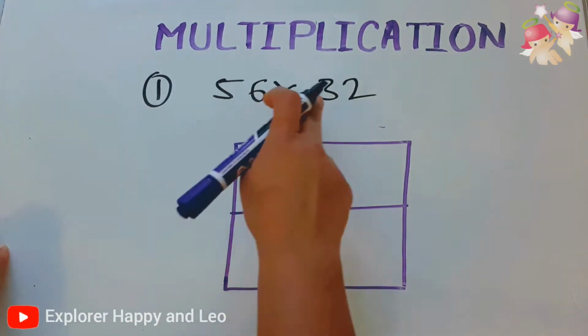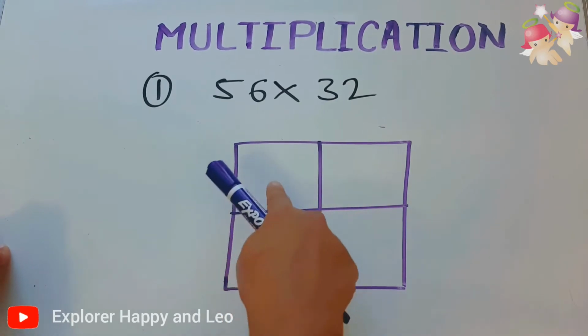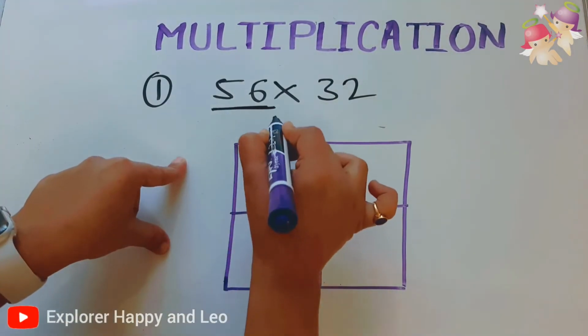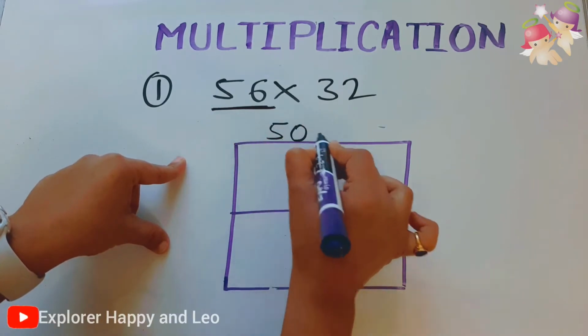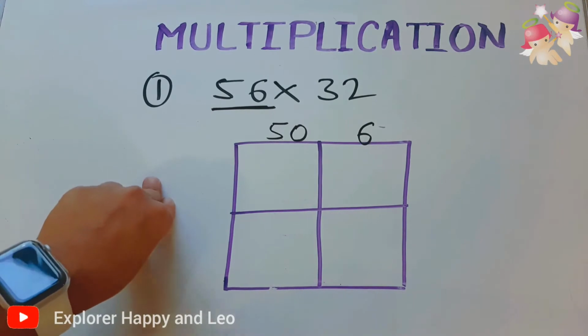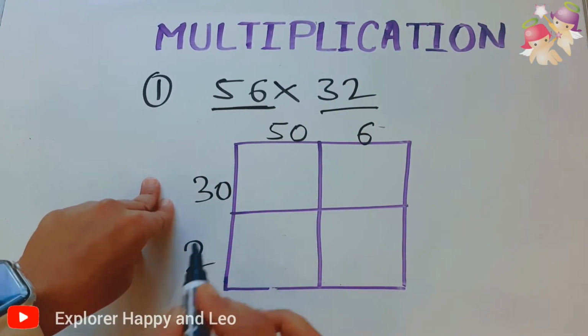Okay, 2 digits. That's why we will be drawing 2 rows and 2 columns. 2 digits, 2 rows, 2 columns. For 56, I'll write 50 and 6. I'll just split it into 50 and 6 here and write 56. For 32, same way: 30 and 2.